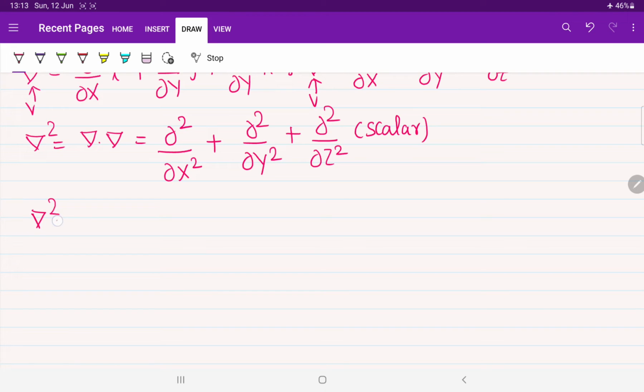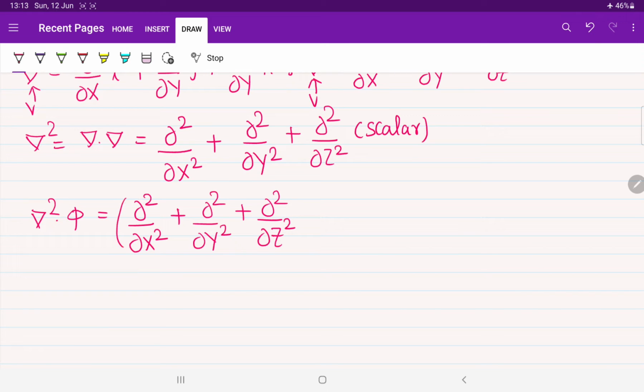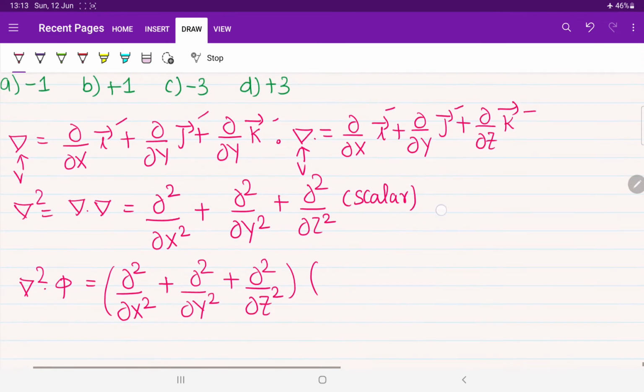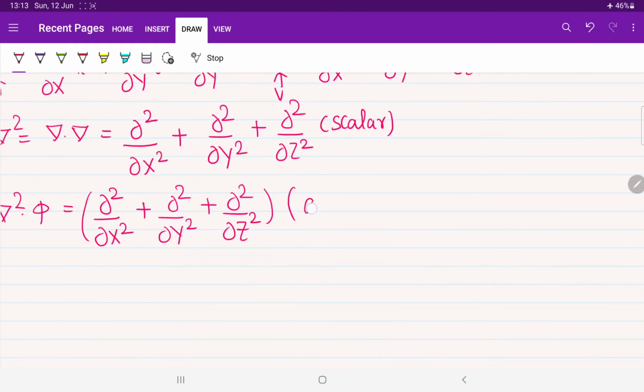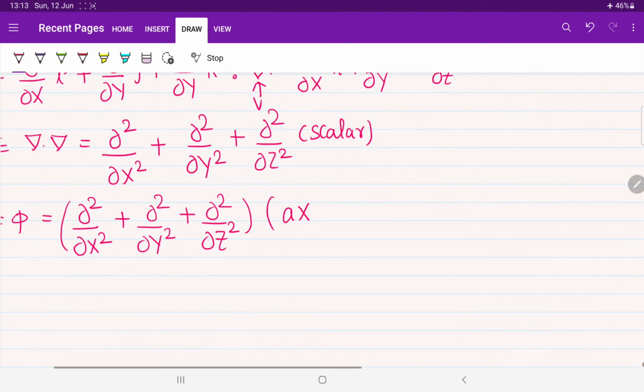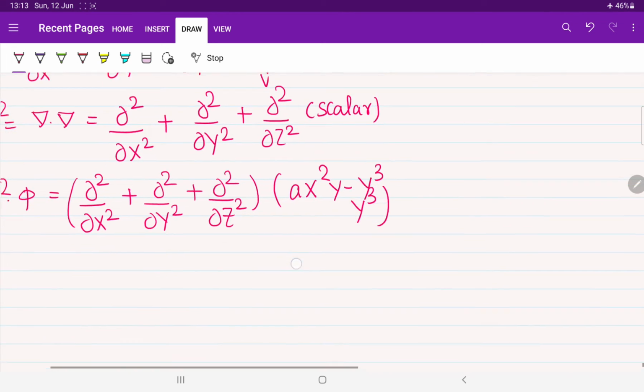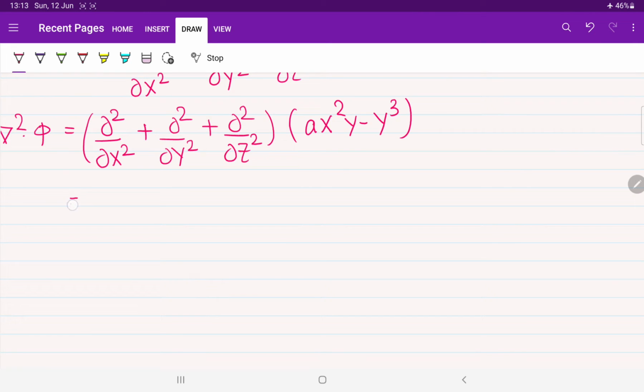Del square phi can be written as follows. Operator del square can be written as dou square by dou x square plus dou square by dou y square plus dou square by dou z square. Now let me multiply it with the given field phi. Phi is equal to a x power 2 y minus y power 3. That is what is given here. Let us open up the brackets.